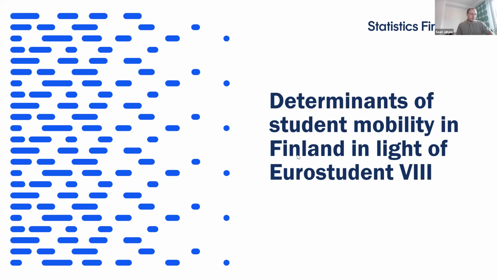Now, this is the first result of this round's EUROSTUDENT data. This is not yet published, as our national results and also the indicator database results are not yet published, but I'm going to show you nonetheless that I'm here comparing the mobility intentions of university and UAS students studying in their first and second year of higher education. On the top right, you can see the latest results and also EUROSTUDENT 7 results.